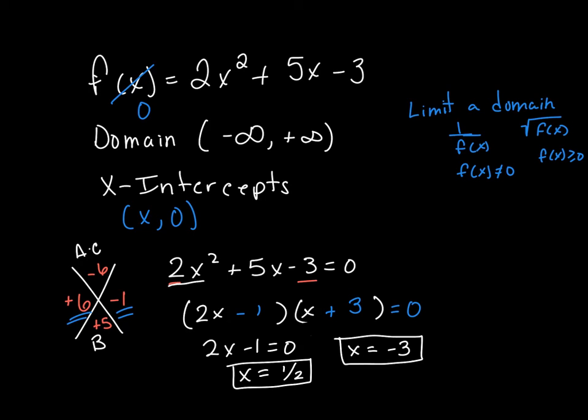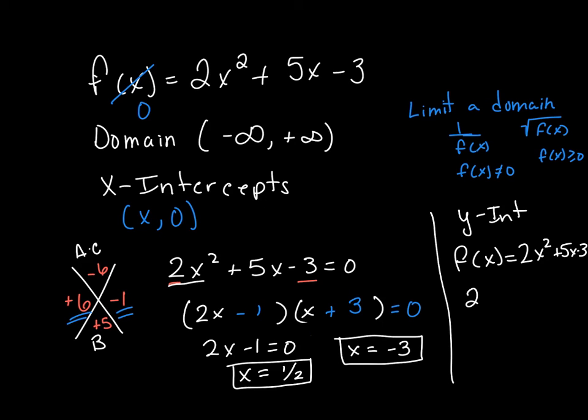And one last question that we're going to deal with on this one is, what is the y-intercept? This one's much different. You just go ahead and everywhere you have that x value in our original function, plug in a 0. So 2 times 0 squared plus 5 times 0 minus 3. All of that's gone, so our y-intercept is a negative 3.